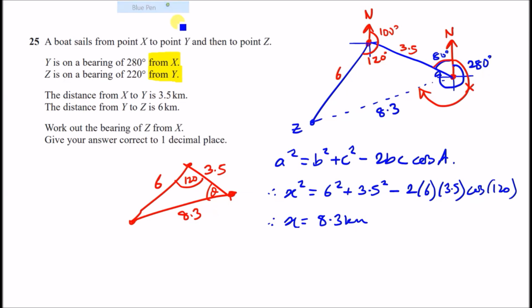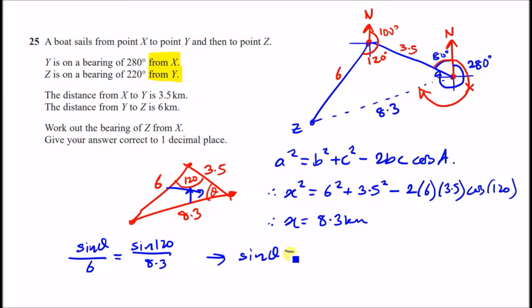So we can use the sine rule and match two pairs. Let's match 8.3, 120, and 6 with theta, yeah? So I'm going to do sine theta over its opposite, 6, equals sine 120 over its opposite, 8.3. Then you multiply 6 across and then sine inverse, yeah? So sine theta equals sine 120 over 8.3 times 6. Put this in your calculator and use sine inverse, so sine to the power of -1, yeah? And you should get a theta result of, again in this case, approximately 38.6 degrees.